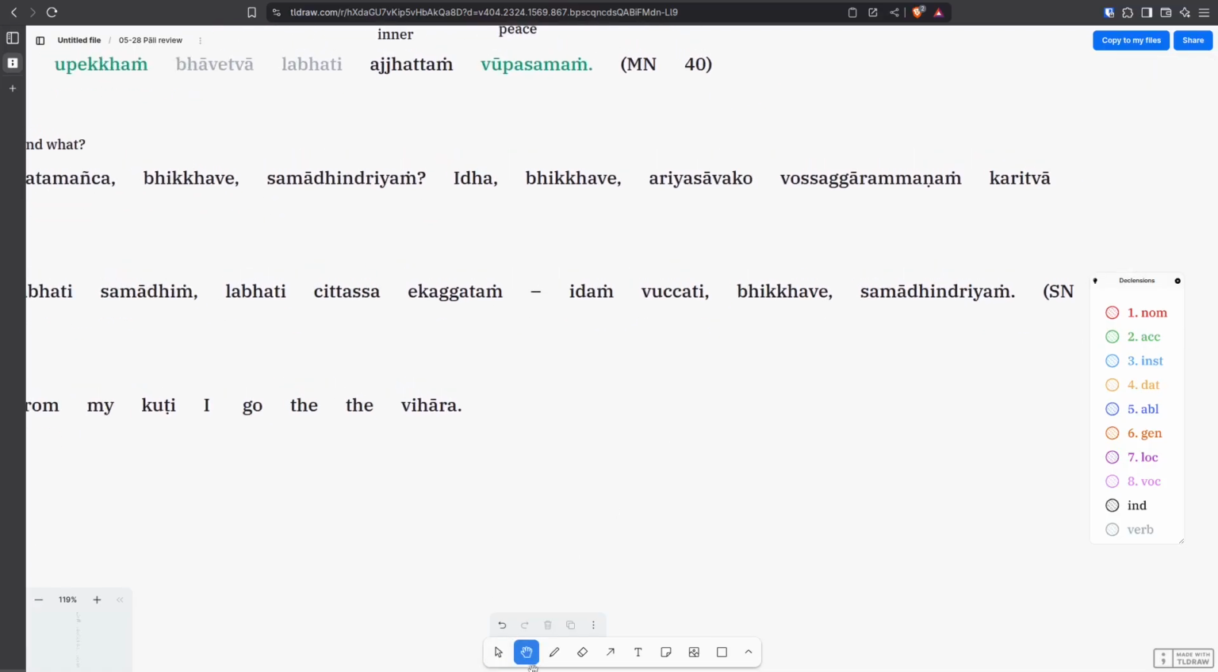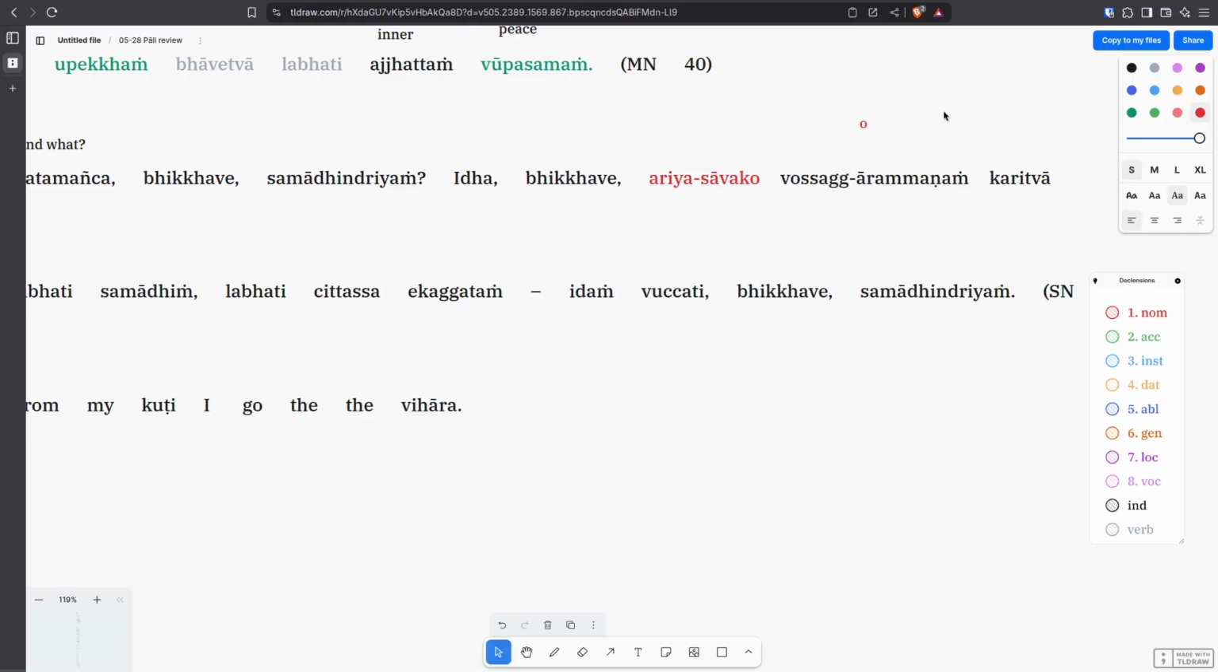So here we have idha bhikkhave. So here, Ariyasavako, nominative, that's right. Again, please, the meaning: noble disciple. That's right. Ariyasavako, noble disciple. Do you recognize this word? Arammana is like an object, is it? That's right. It's an object, here the object of meditation or a sign.